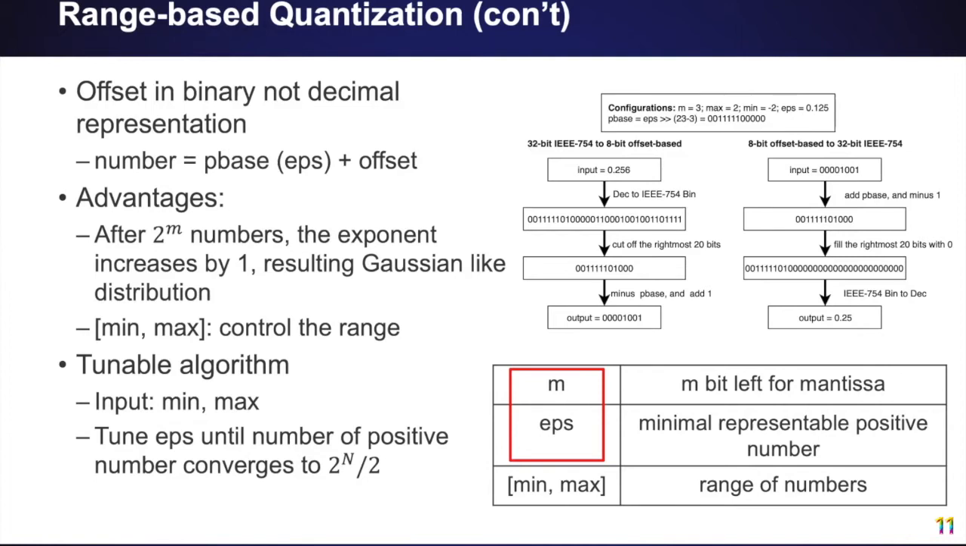So, we usually set M based on our experience, and only tune EPS. We start from a heuristic EPS like 0.125 and tune it until the total numbers of positive and negative representable numbers are the same. Limited by time, I will not talk about the details of the tuning algorithm. Please refer to the paper.